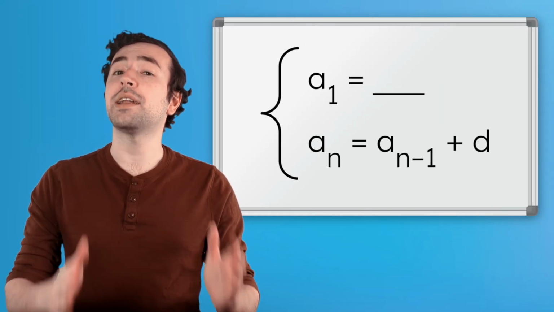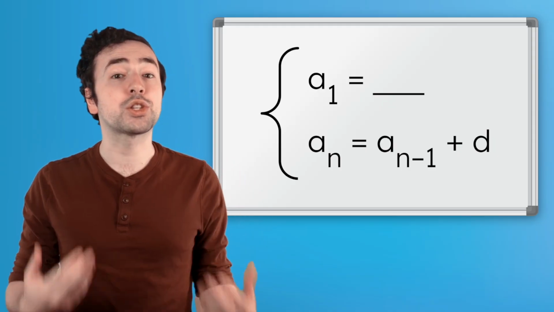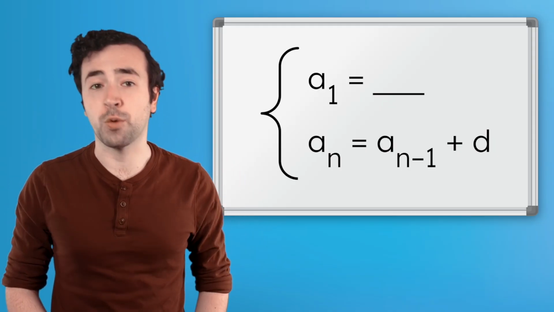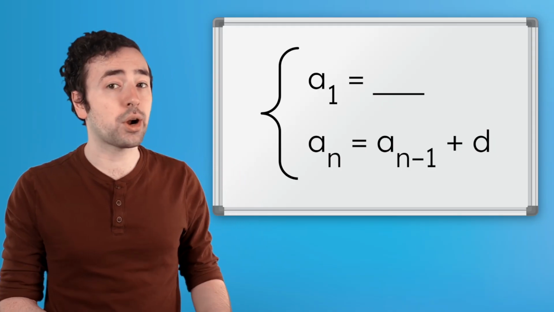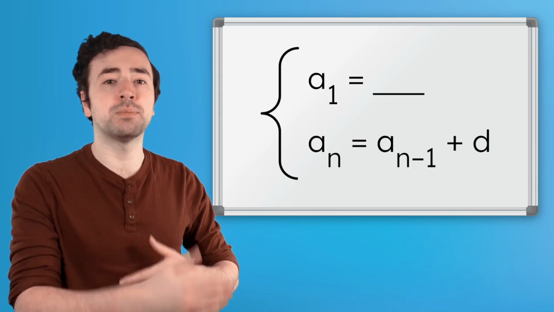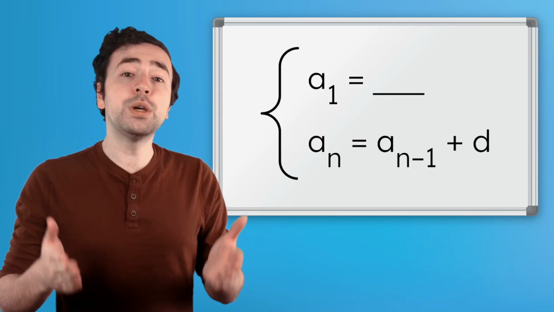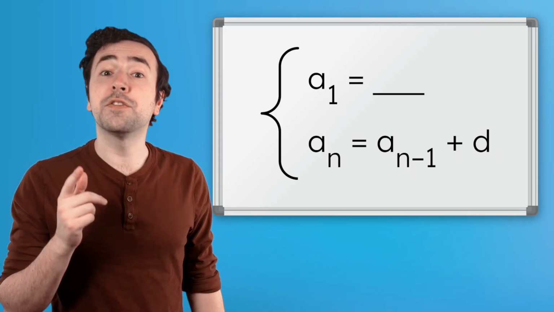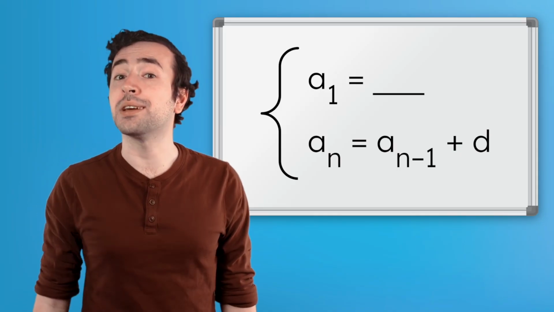Today, we learned that an arithmetic sequence can be described with a recursive formula. One part tells us where to start, and the other tells us how to move from term to term. And we saw how to use that formula to find specific terms in a sequence.